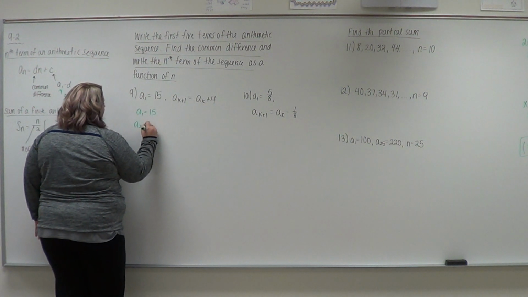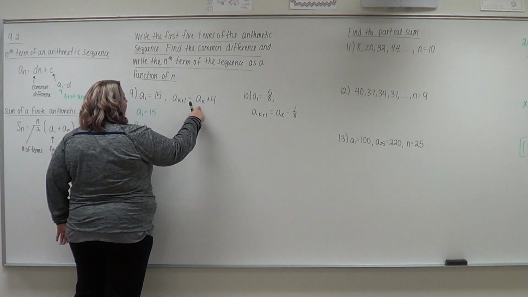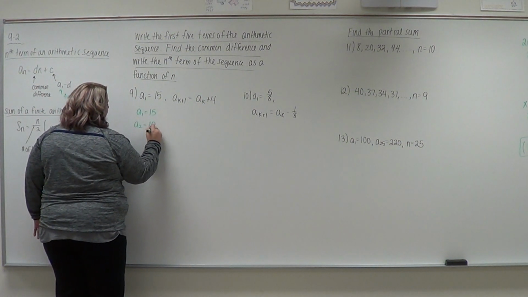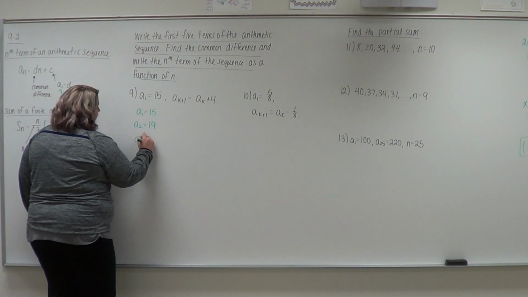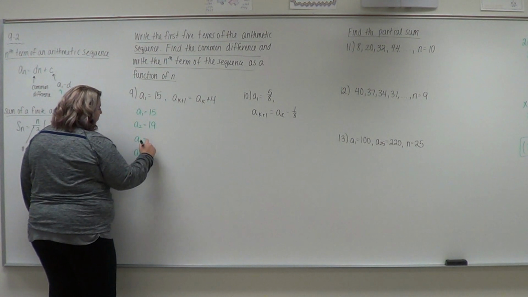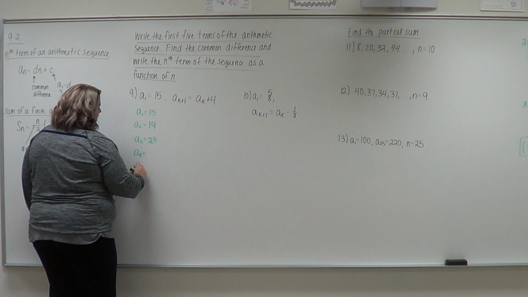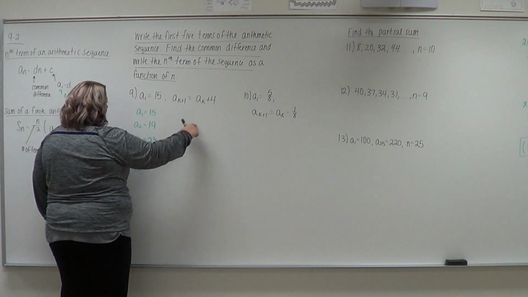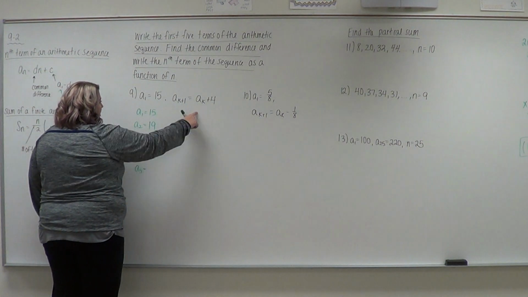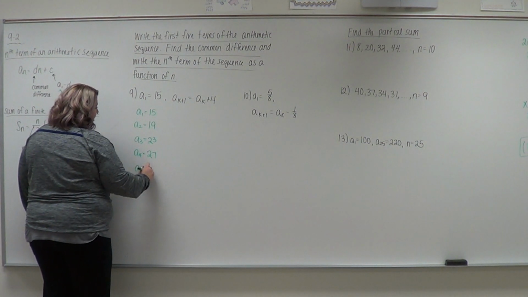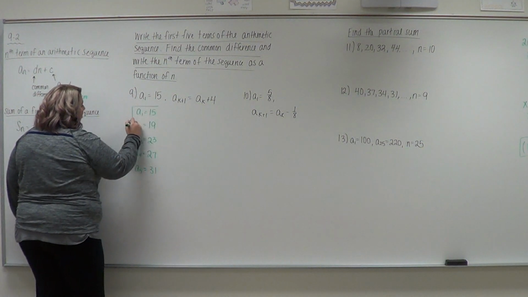Recursively means that you plug in this number over here, then define your next one. So if I plug in 15, 15 plus 4, my second term is 19. You're not plugging in 2, you're plugging in the previous term. So if I want to find a3, plug in 19 over here. 19 plus 4 is 23. To find a4, plug in 23. 23 plus 4 is 27. And then I plug in 27. 27 plus 4 is 31. Okay, that answered my first part.